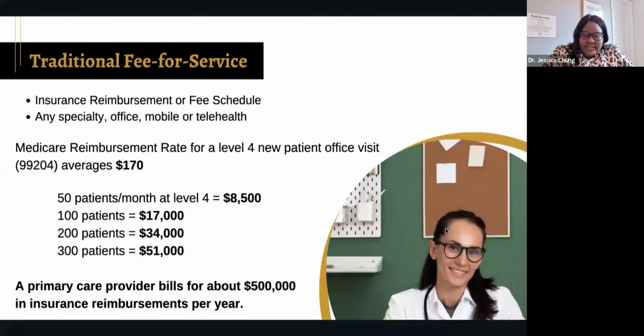100 patients, $17,000. 200 patients, $34,000. 300 patients, $51,000. And I'm showing you these numbers because you can actually bring in these numbers. So the average primary care provider bills about $500,000 in insurance reimbursements per year. So for any of you who plan on doing insurance reimbursement, or you plan on modeling your fees based on insurance reimbursement rates, these are the numbers that you can bring in on a monthly basis, marketing to bring those patients into your business.